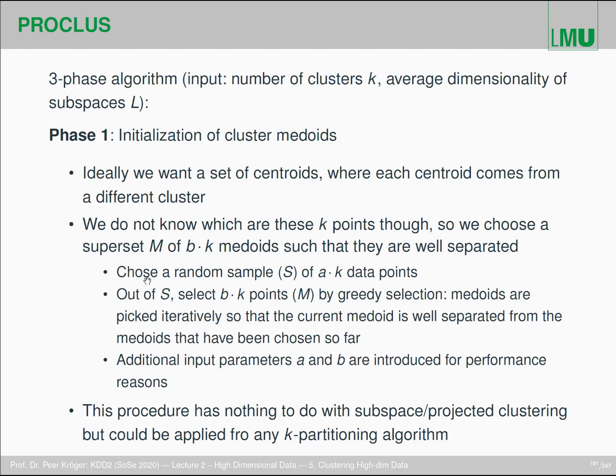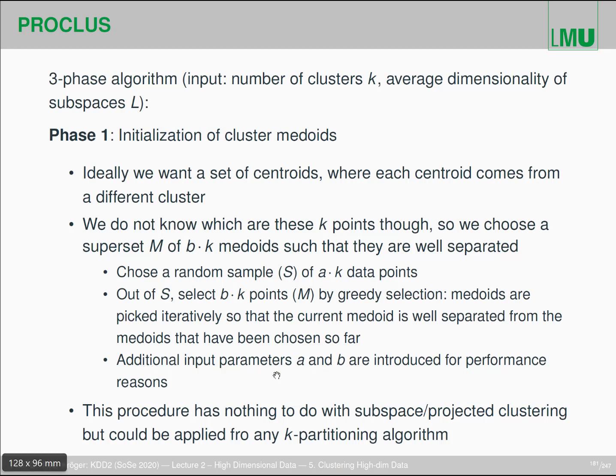And how do they do that? Well, they choose a random sample of a times k data points. Then out of this sample, they select b times k points by greedy selection. And the greedy criterion here is that medoids are picked iteratively so that the current medoid is well separated from the medoids that have been chosen so far. So you have already chosen maybe 5 medoids, and then the 6th medoid will be chosen from this set such that it is the one that has the highest distance to the already chosen medoids so far.